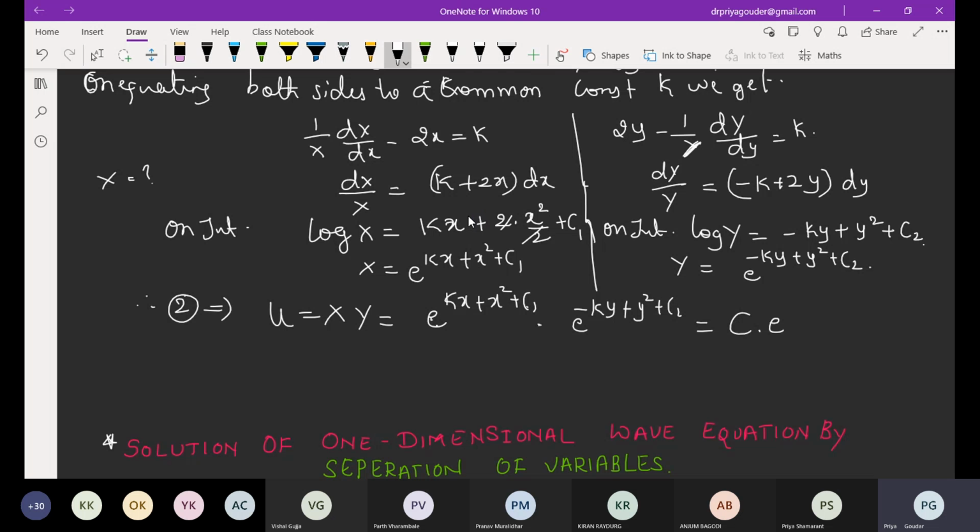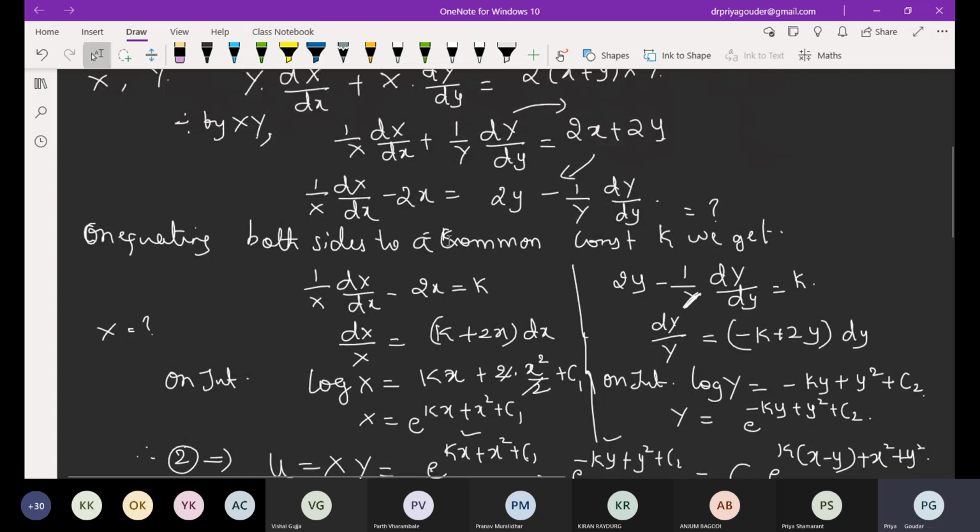e raised to, if you consider these two terms, isn't it k is common? We'll get x minus y. Tell me remaining terms. X square plus y square. So isn't it you are getting your answer, dependent variable u, as a function of small x and y? Correct? So we applied some procedure. This is called the method of separation of variables.